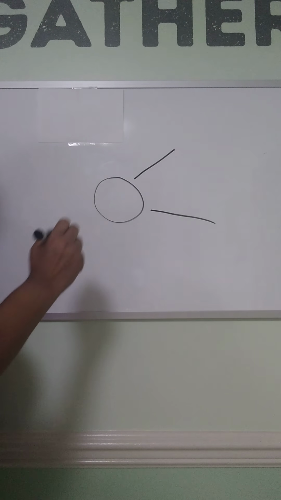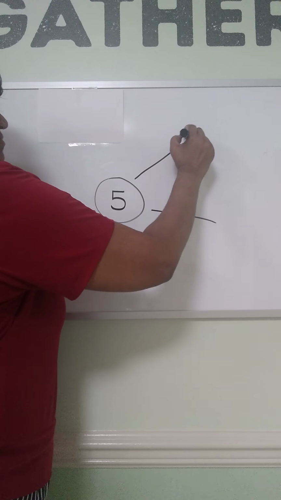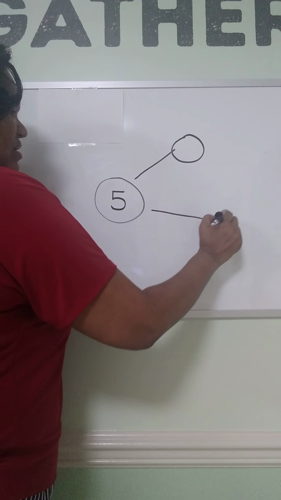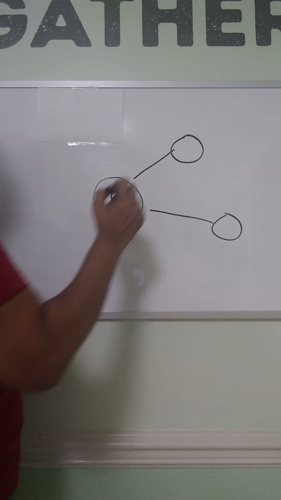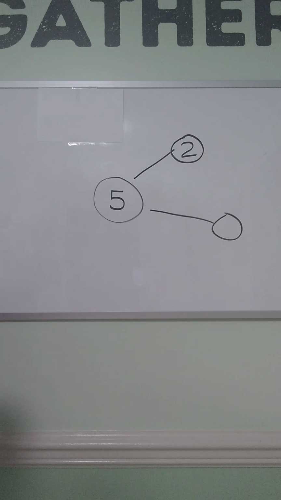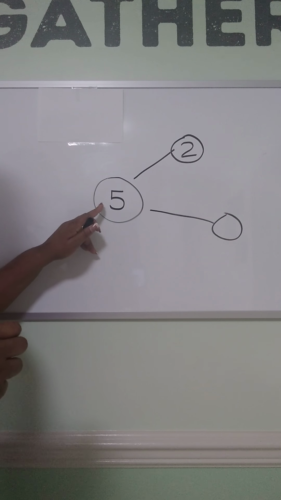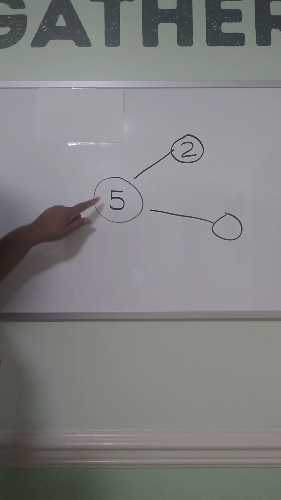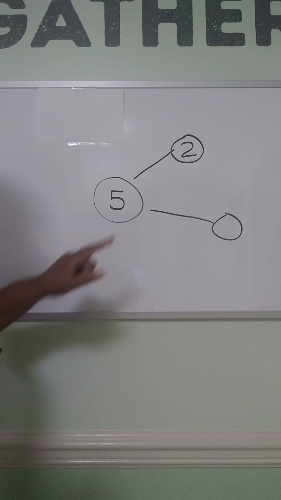I'm going to put the number 5 in the whole number spot. And then I'm going to put the number 2 in the top circle. Okay? So we're going to deal with our whole number first. And our whole number is the number in this big circle. And it is the number 5.